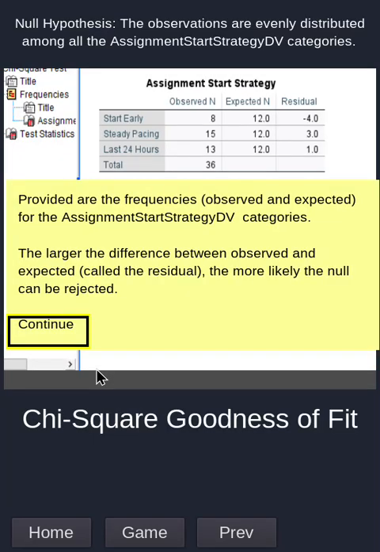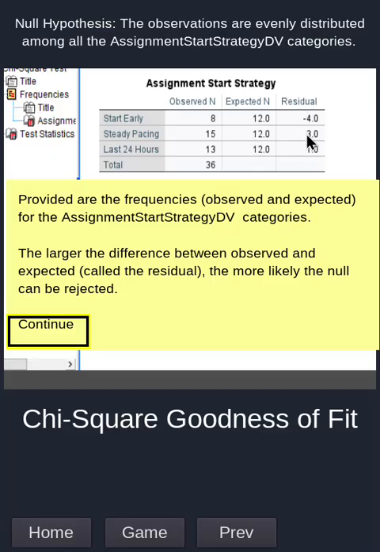So what SPSS will do is it's going to show us the observation for each of these categories. So for assignment start strategy, to start early, 8 people chose that, or steady pacing, 15 people chose that, or get it all done in the last 24 hours, 13 people chose that. Now, for our chi-square goodness of fit, we went with the very simple null hypothesis that observations should be evenly dispersed among our categories. So we had 36 observations, 36 people participated, and if it truly was just spread across evenly, we would then expect 12 people in each of these conditions.